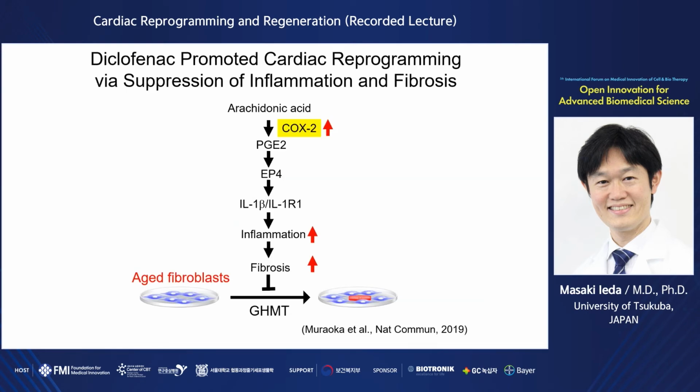In summary, we found that in aged fibroblasts there is a signaling cascade. COX-2, prostaglandin, interleukin, and such inflammatory genes are upregulated, which leads to fibrotic gene upregulation and inhibits cardiac reprogramming. However, if we inhibit COX-2 expression with diclofenac, we can suppress inflammation and fibrosis in aged fibroblasts, and then we can generate more cardiac muscle cells by GHMT. So diclofenac promoted cardiac reprogramming via suppression of inflammation and fibrosis.